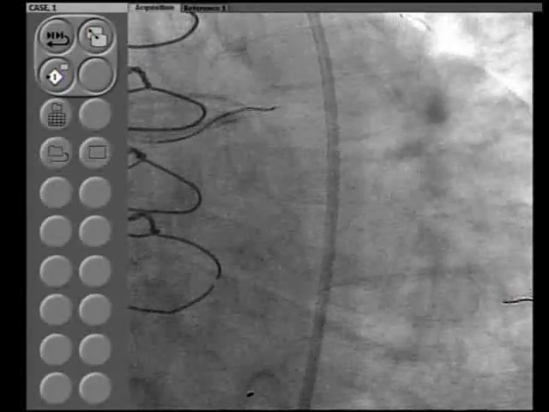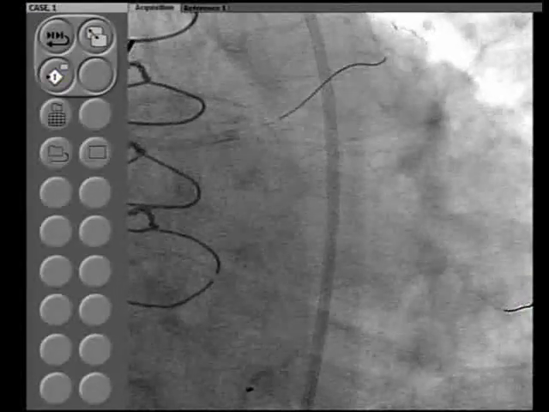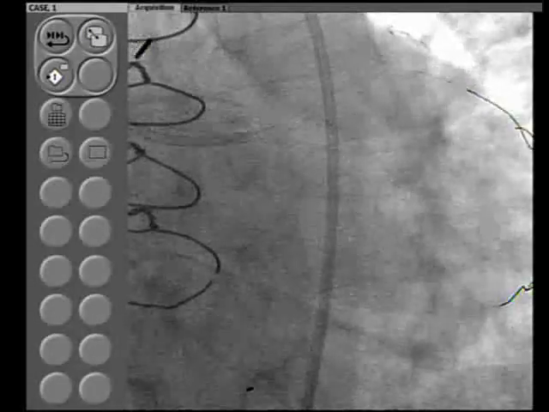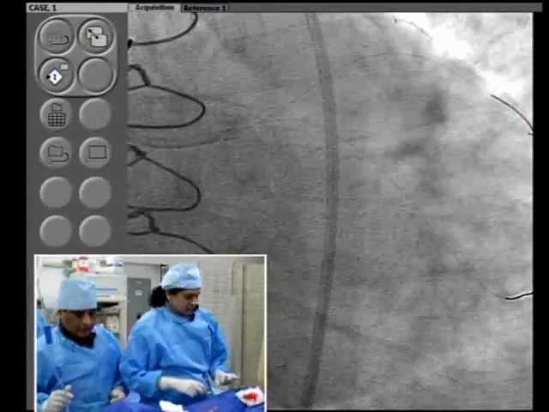And the important thing about Volcano is the virtual histology. Histology. Yeah, so that's what I was saying about Volcano.